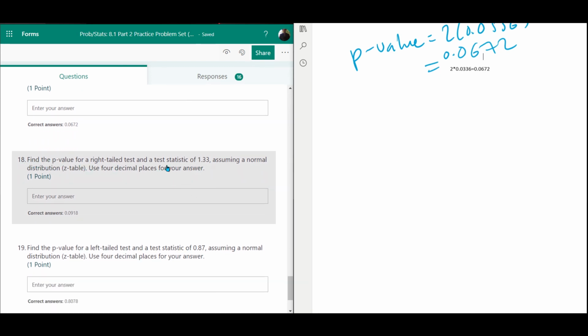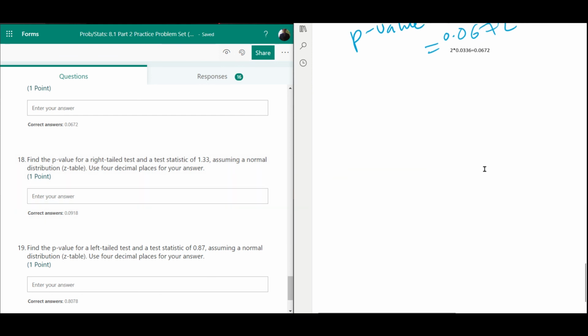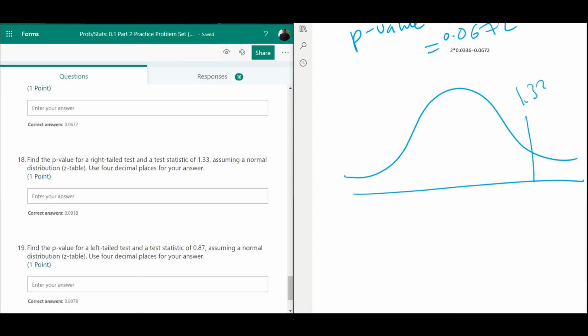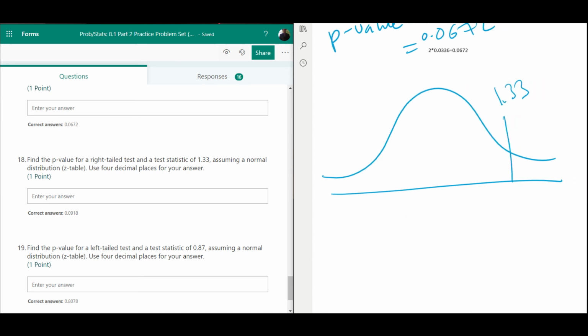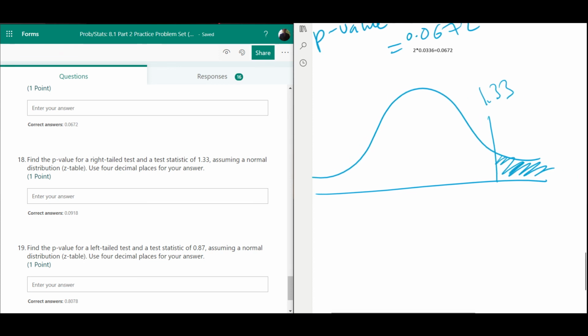Find the p-value for a right tail test and a test statistic of 1.33. So this is a right tail test now, and my z-test is 1.33. Since it is a right-tailed test, this means I shade the tail to the right. All right, pretty obvious. Now to figure out this area, we need to look it up on the z-chart. But remember, since the z-chart gives you the area to the left, we need to take the area to the left and subtract from 1. And that'll give me the area to the right. So look up the z-value, look at the chart, and then subtract from 1.